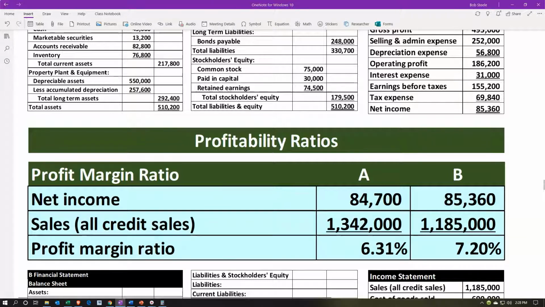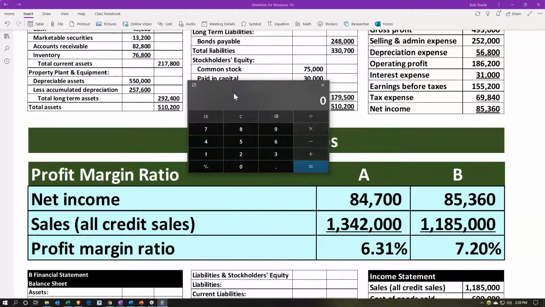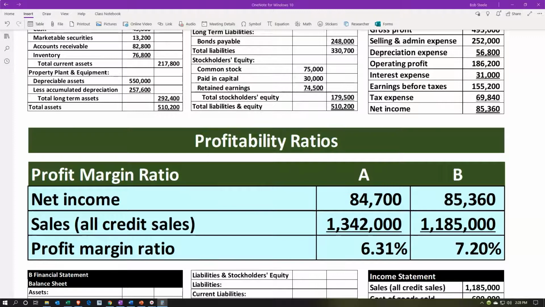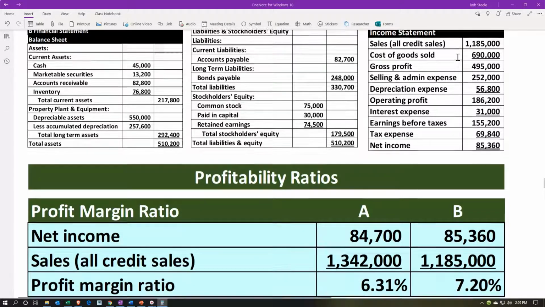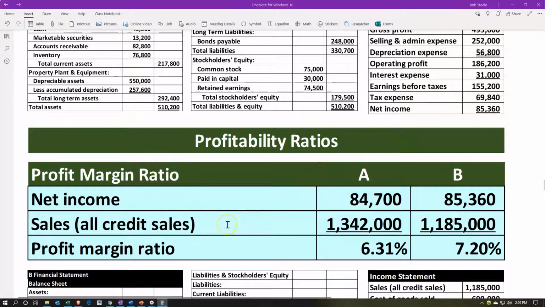If we were to calculate this out, just to practice making it a percent, 85,360 divided by the 1,185,000, that's going to give us, if we move the decimal over, about 7.20%. And remember, the top line of the income statement is here. It's always going to say credit sales because we pulled it from this item. Just remember that for this particular calculation, it doesn't need to be credit sales. It's just sales, top line, revenue, income.